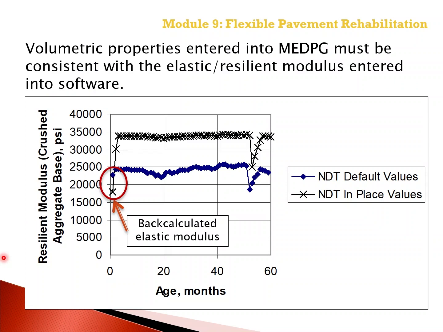So as an example, this graph in the slide illustrates the importance of input compatibility between the volumetric properties and the back-calculated resilient modulus values entered into the Pavement ME design software. So if we start at a back-calculated layer modulus of about 18,000 psi, that's our back-calculated layer modulus.